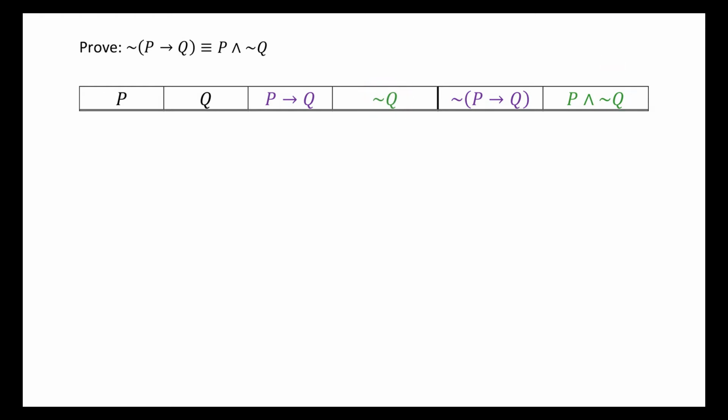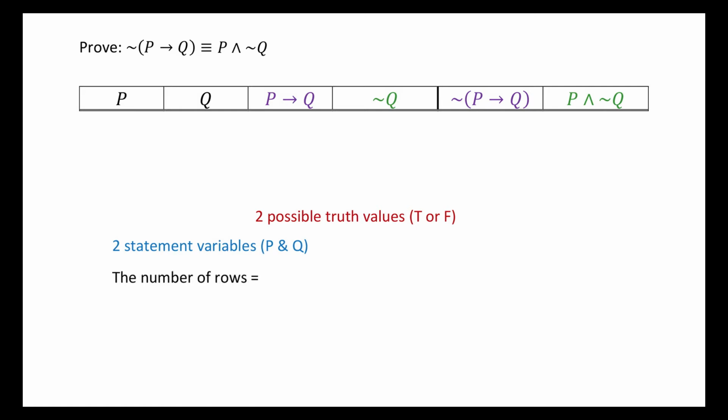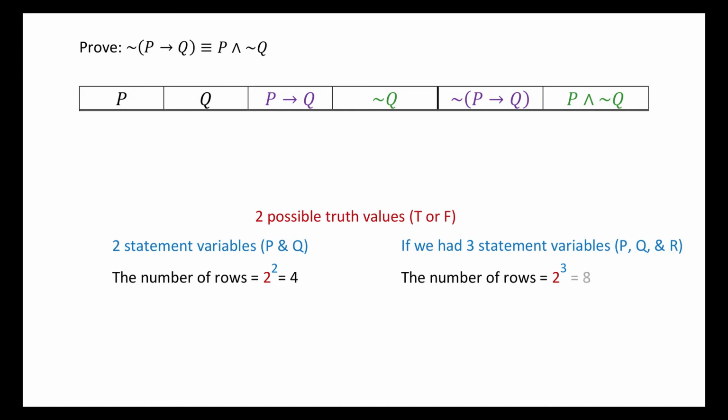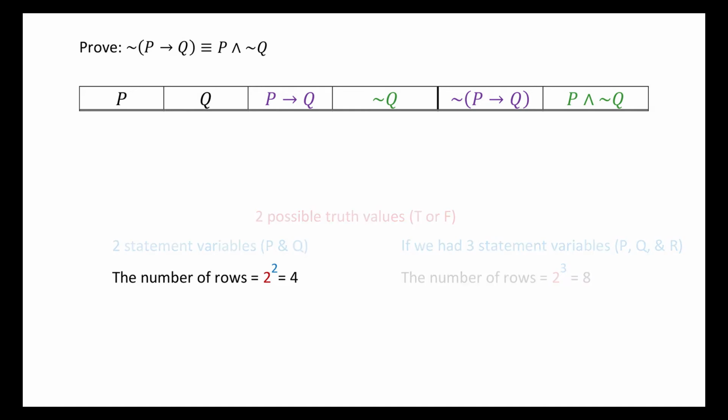Our columns are ready, but how many rows will we need for our truth values? Well, we have two possible truth values, true or false, and we have two statement variables, P and Q. To calculate the number of rows we will need, the base is the number of truth values, 2, and the exponent is the number of statement variables, also 2. So we will need 2 squared equals 4 rows. If there were 3 statement variables, we would need 2 cubed equals 8 rows, and so on.